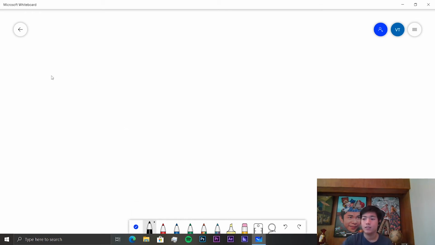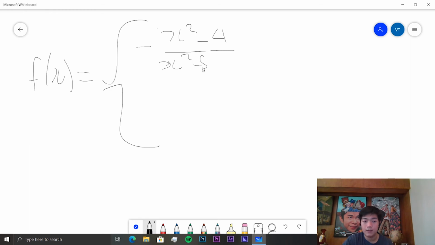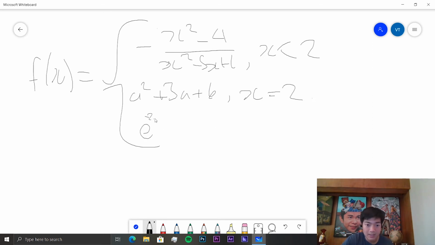So 24. We need to consider this function defined for all real numbers, which is negative x squared minus 4 over x squared minus 5x plus 6 for x less than 2, a squared plus 3a plus 6 for when x equals 2, and e to the 2 minus x plus x plus 1 for x greater than 2. Oh, sorry, x is greater than 2. This is x is less than 2.